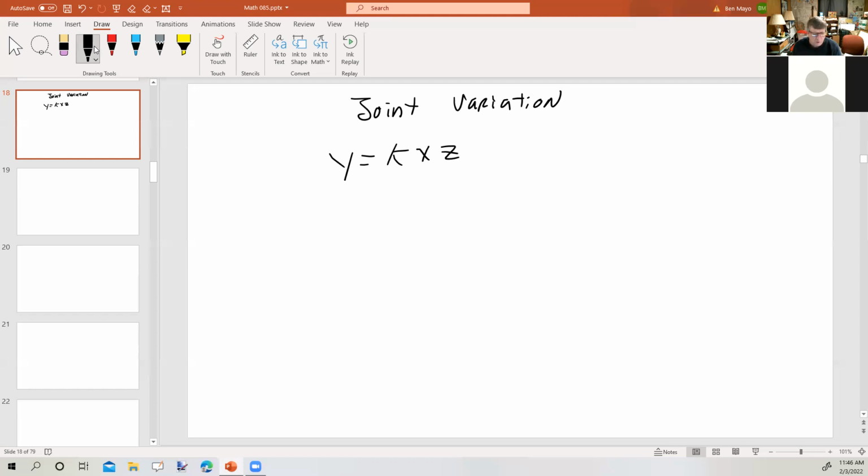Think about a joint checking account. I don't know if any of you have one. Let's say you're married, you and your spouse share an account. It's a joint checking account. Okay, more than one person can use it. This is joint variation, more than one variable on the right side of the equation. All right, here's an example.